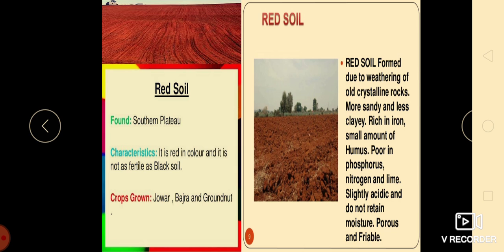Now let us move on to the characteristics of the red soil. The texture, children, of the red soil varies from sand to clay. The majority being loam, their other characteristics include porous and friable structure, and there is absence of lime.